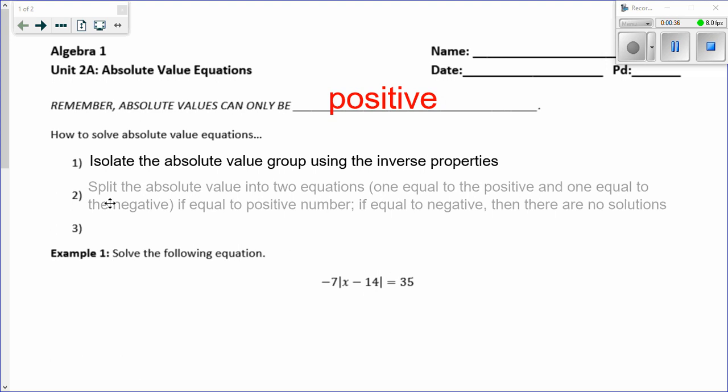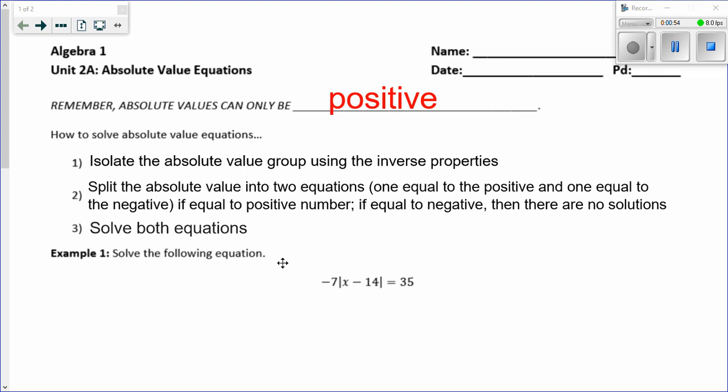Step two is the confusing one, so bear with me. We're going to split the absolute value into two equations. One will equal the positive and one will equal the negative if they equal a positive number. If they equal a negative, then we just say there's no solutions because an absolute value can't equal a negative. And three, we're just going to solve those two equations we just split up, and we will most likely get two answers for these kind of equations.